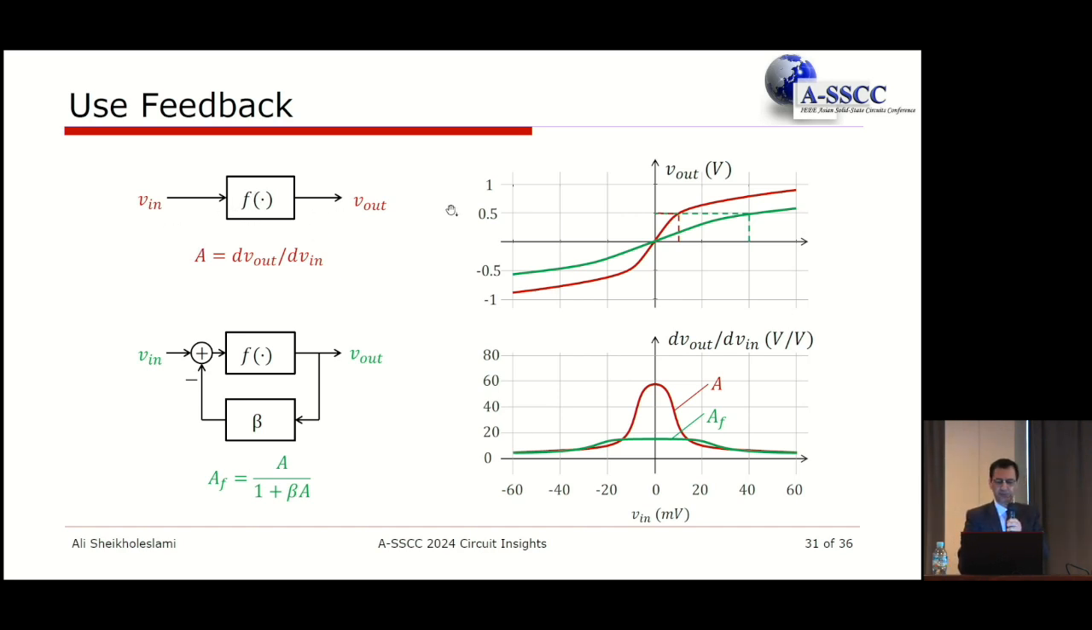You have input, output, and the relationship between the two is shown in red. This was the differential pair that we just looked at. So we already got rid of the second harmonic distortion, and now we're applying it in a feedback. In a feedback, you take the output, multiply it by a factor of beta, a feedback factor, and subtract it from the input before you feed it into your nonlinear amplifier.